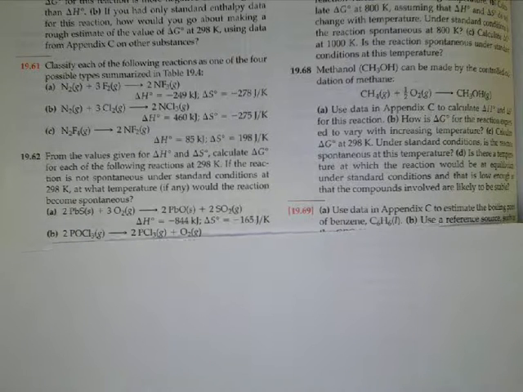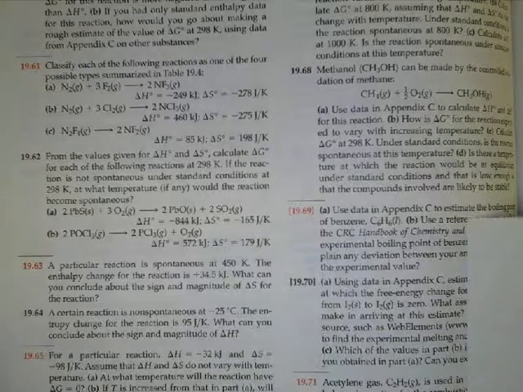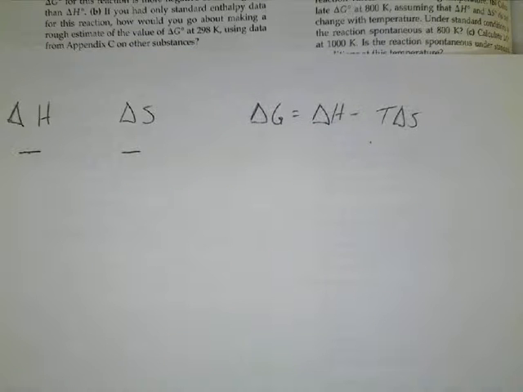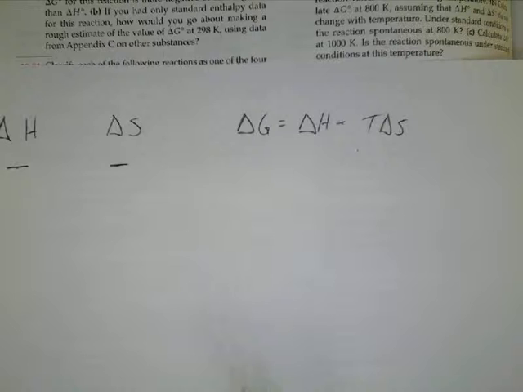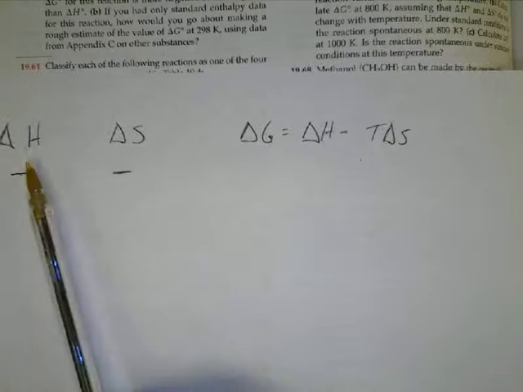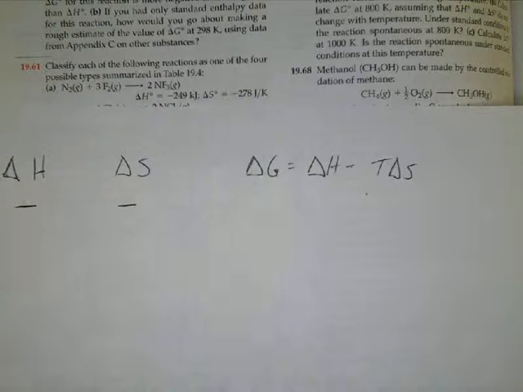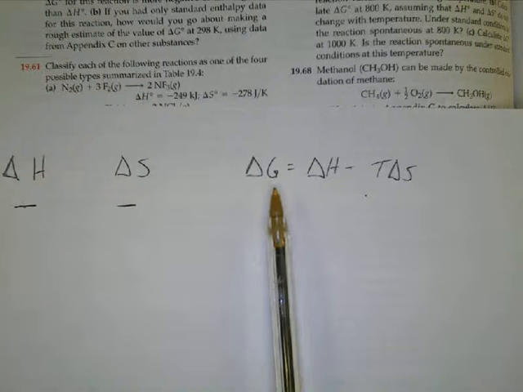I'm going to start this problem with just about where we left off today in class. Take a look at this question, number 61. Classify each of the following reactions as one of the four possible types from table 19.4. That's the one that we had on the board as we were leaving class today. So in this one, delta H is negative, delta S is also negative. Will it be spontaneous, or under what conditions will it be spontaneous?